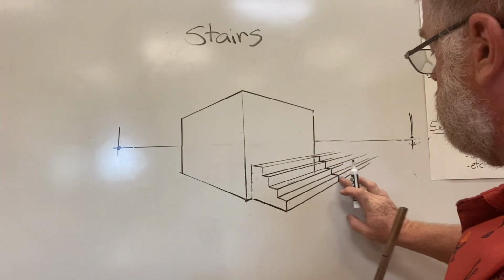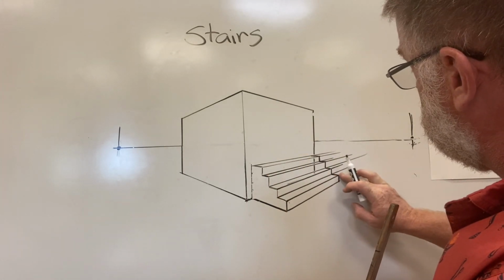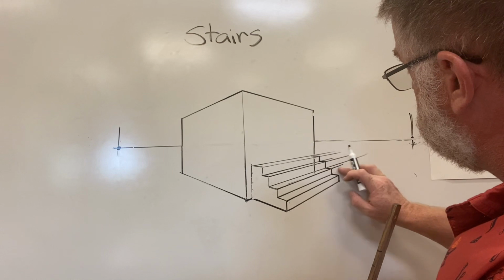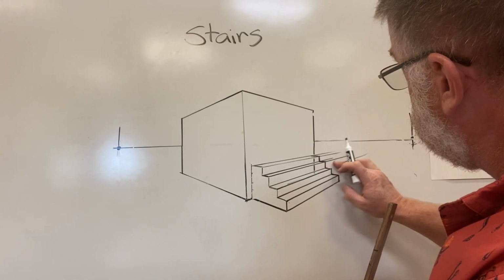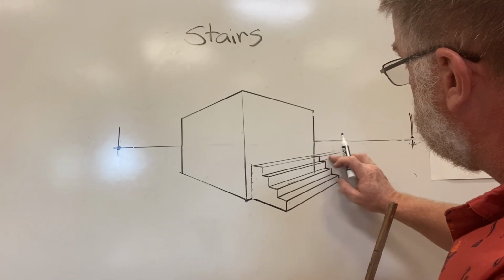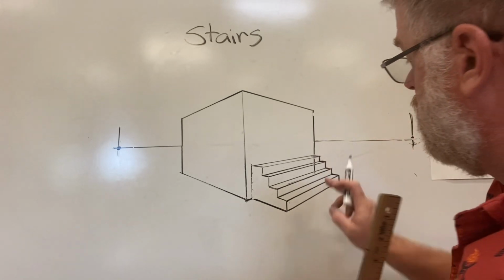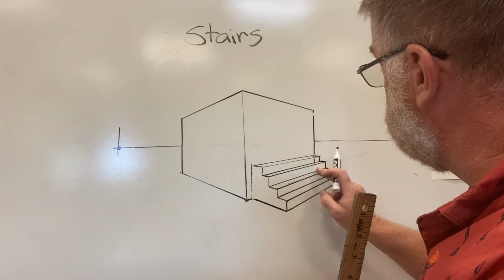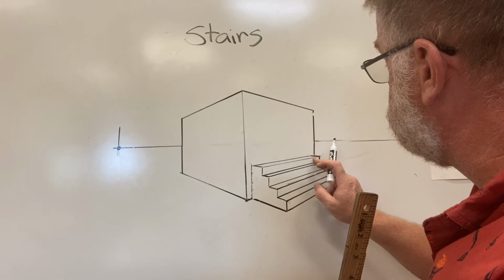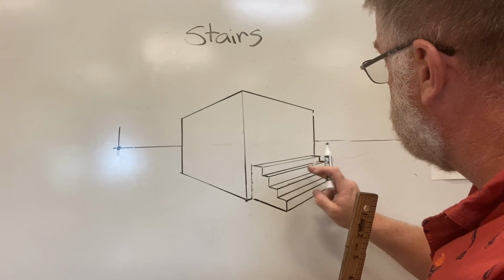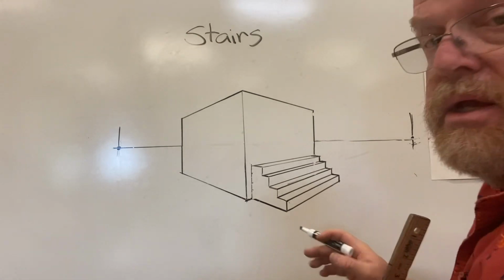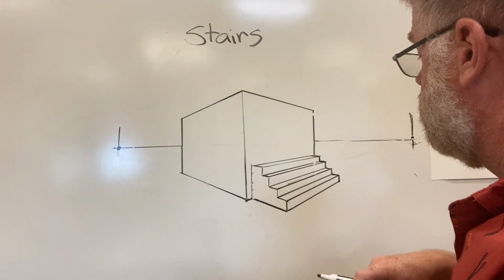Now I'm going to erase these extra lines. Okay. And then we wouldn't be able to see through the steps unless they were glass steps, I suppose. If you want to make glass steps, I suppose you can. So there's your set of steps on the front of the building.